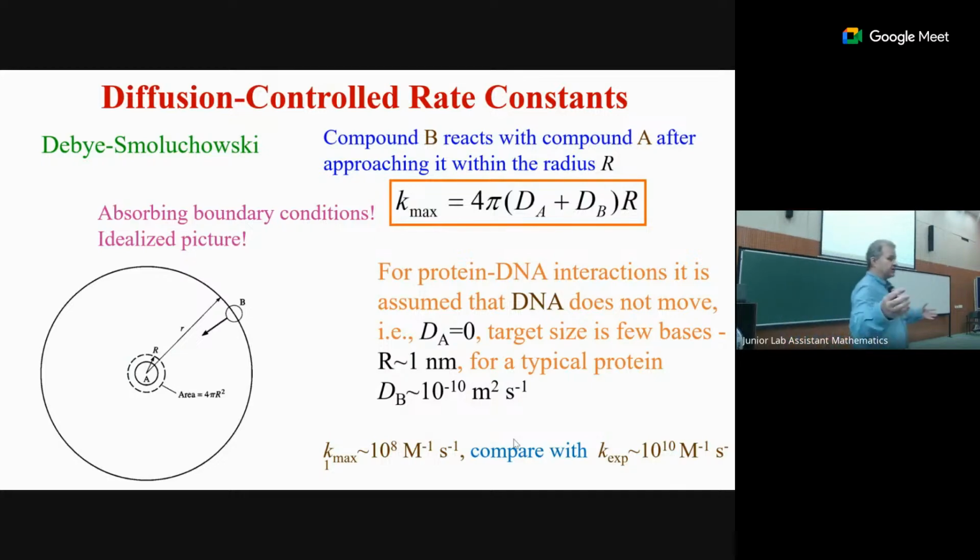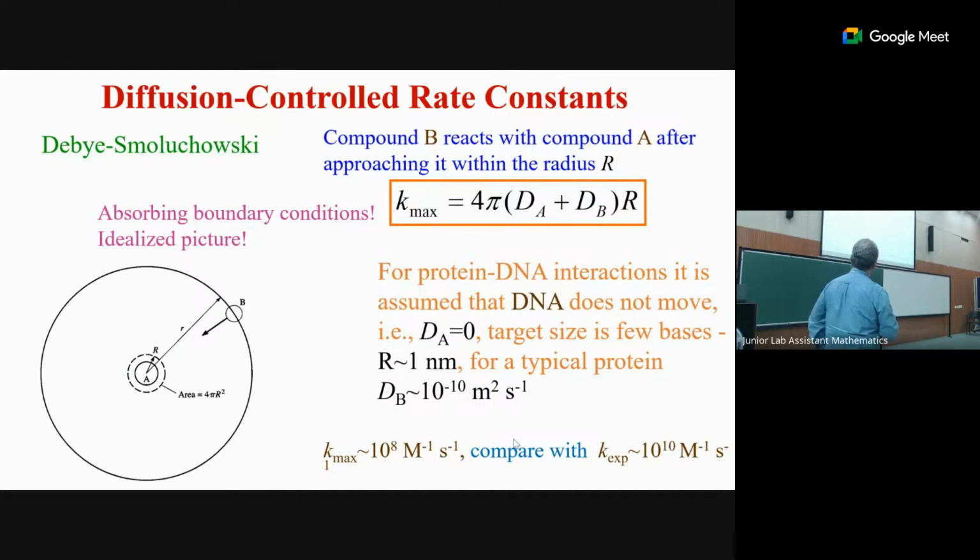Diffusion control means that the rate limiting step for reaction is how fast two molecules can approach. There was a theory developed 100 years ago, and the theory goes back to two famous people, Debye and Smoluchowski. According to the theory, if you have molecule A and molecule B, and you want to estimate the fastest, the highest possible rate, you can do this analysis, and this is the result.